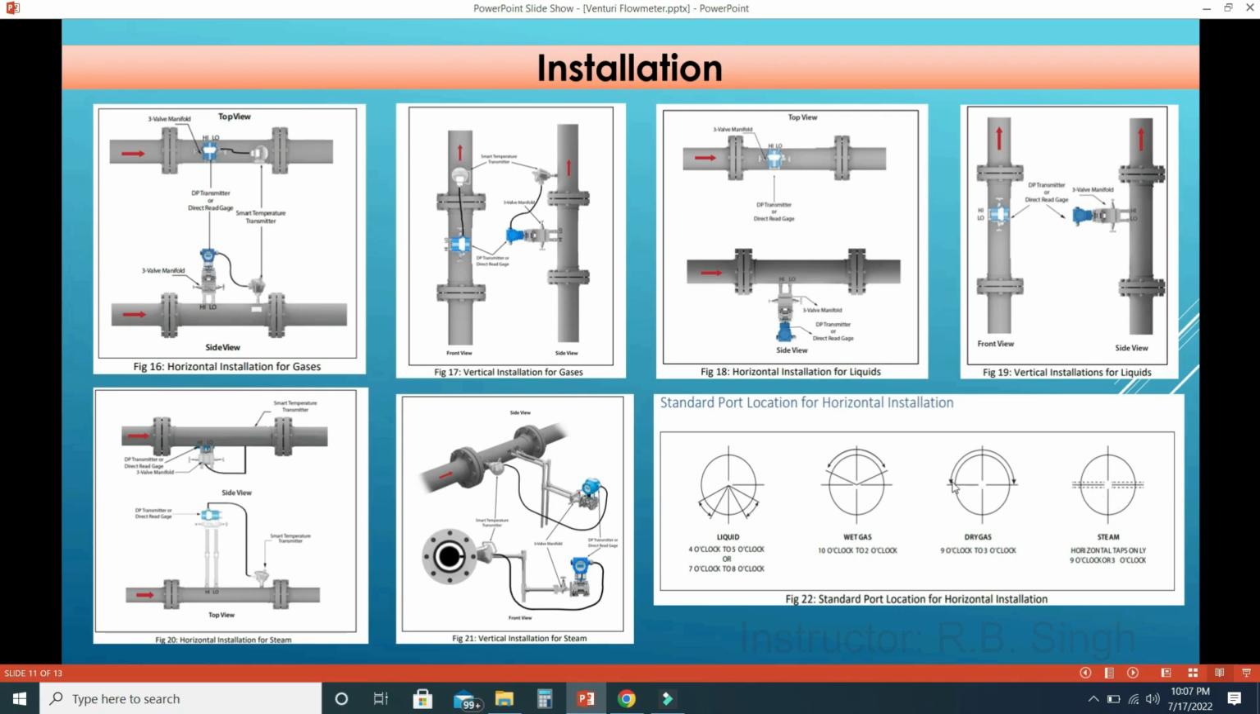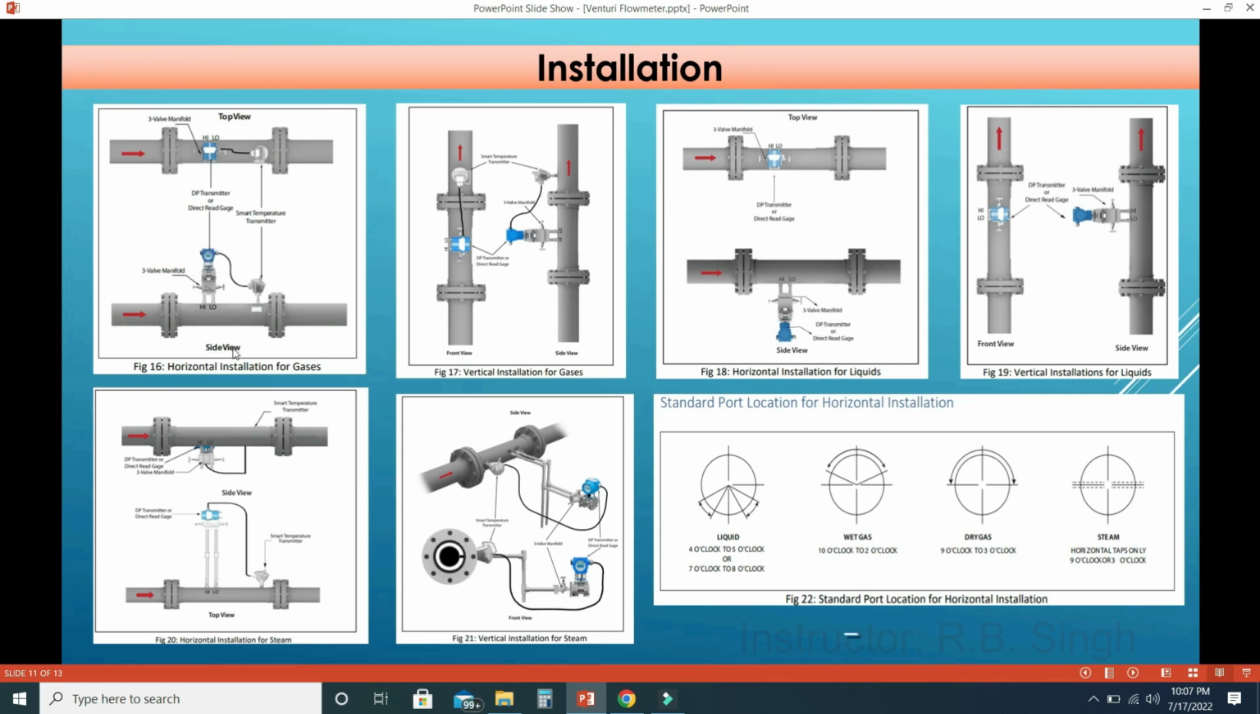For dry gases, we can take the horizontal tapping. For wet gas, we can consider the 45 degree above to the horizontal line. And for the liquid applications, we need to consider 45 degree to the bottom of the horizontal line. So these are the different views of the tapping or transmitter or Venturi meter based on these tapping orientations.